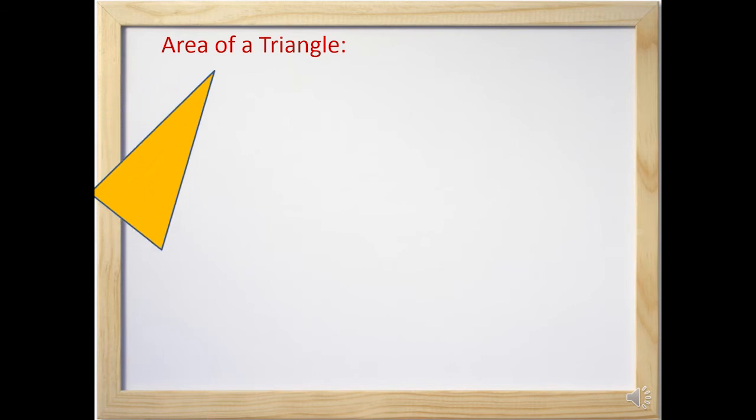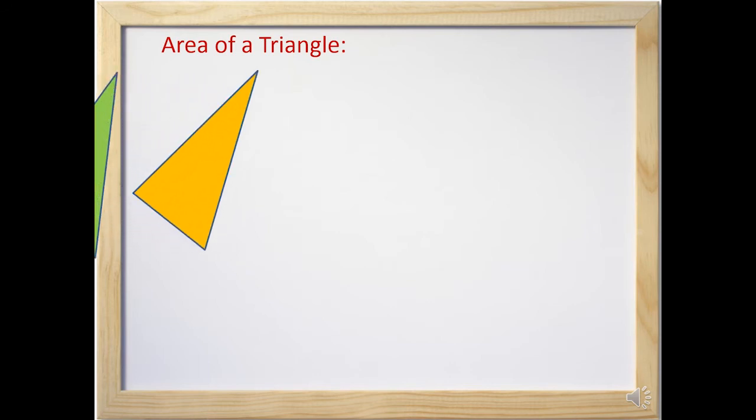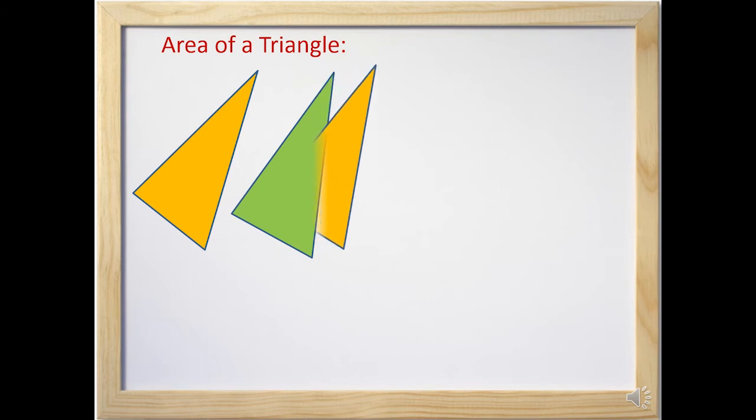Now we are going to learn how to find the area of a triangle. For this, we are going to take two congruent scalene triangles. These are two scalene triangles and they are congruent to each other. We will see whether they are congruent to each other or not.